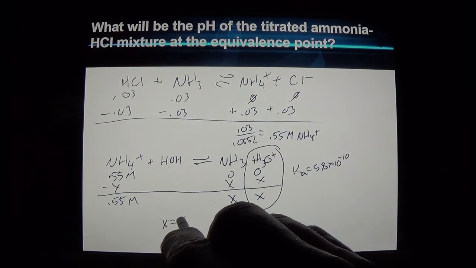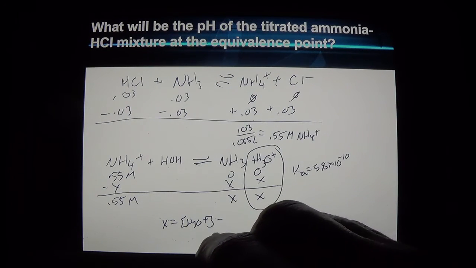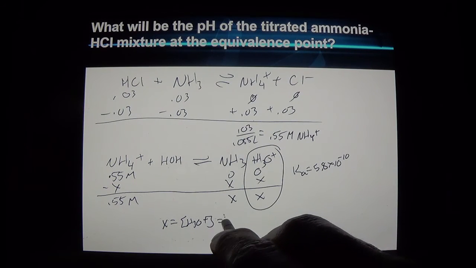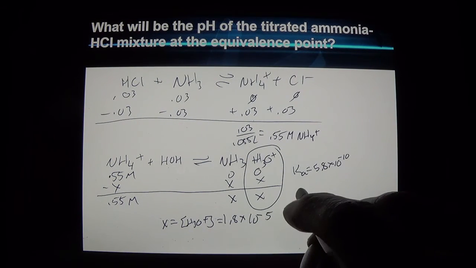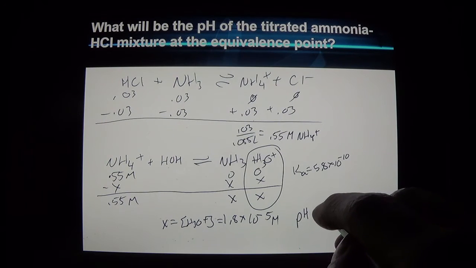So X, which is the concentration of hydronium ion, I've done the Ka so often, you should be able to do that without me showing it. I get 1.8 times 10 to the minus 5 molarity. Then I find my pH, and my pH of that is 4.75.